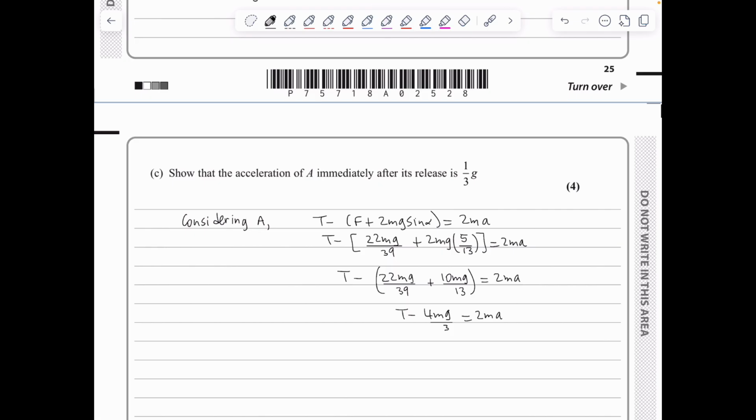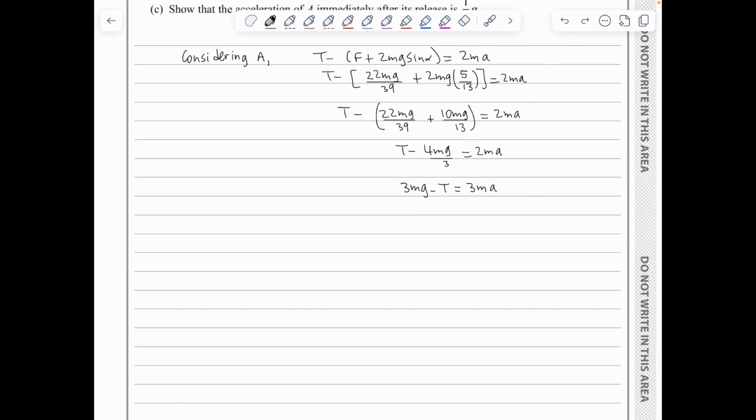I will then proceed by recalling the equation of motion for B. So we have 3mg minus T is 3ma, so I can add the two equations up. So 3mg plus the negative 4mg/3 should be equal to 5ma. So 3mg minus 4mg/3 is equal to 5ma. So we're looking at 5mg/3 being equal to 5ma. Now obviously the 5's will cancel out, the m's will cancel out, so all in all we are left with a third g being equal to a, as required.